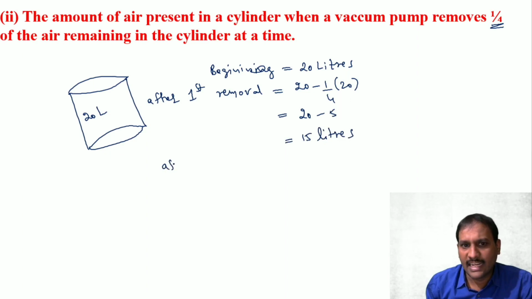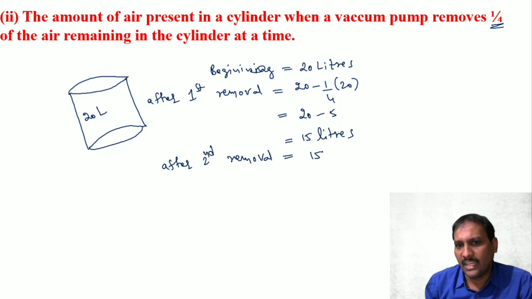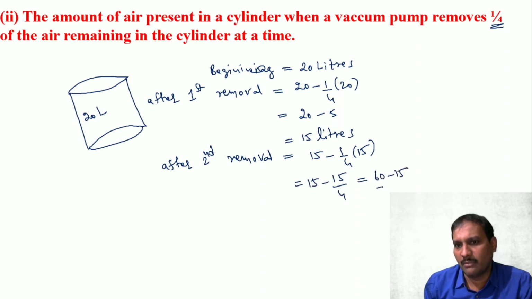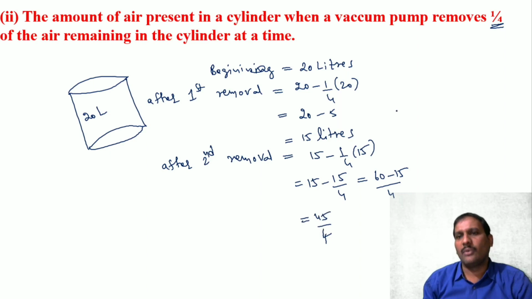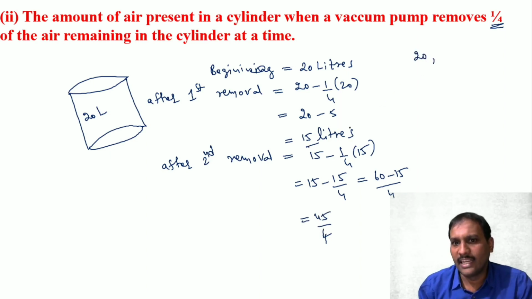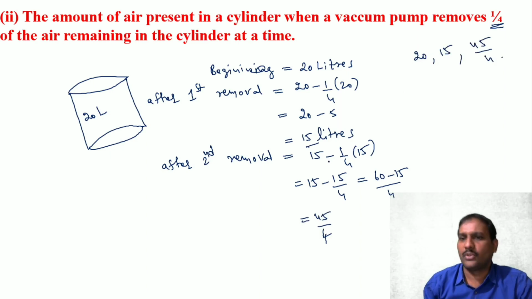Now after the second removal, what is the remaining gas or air? That is 15 minus 1/4 of 15 liters. So that is 15 minus 15 by 4, and 4 15s are 60, minus 15 by 4, which is equal to 45 by 4. So what are the numbers involved in this? First it is 20, then it is 15, and then it is 45 by 4.